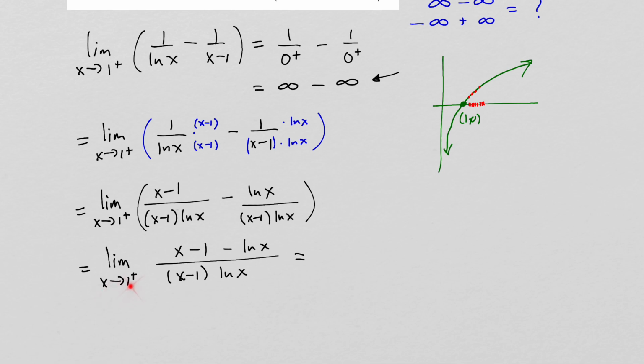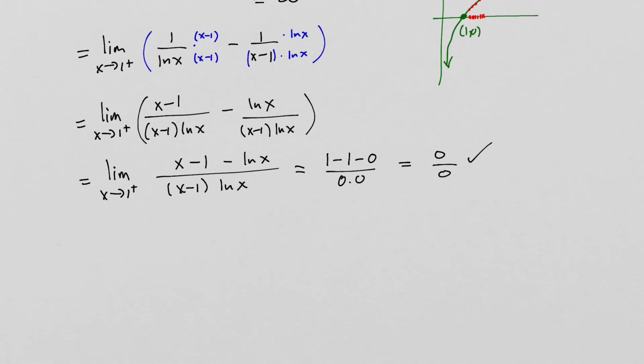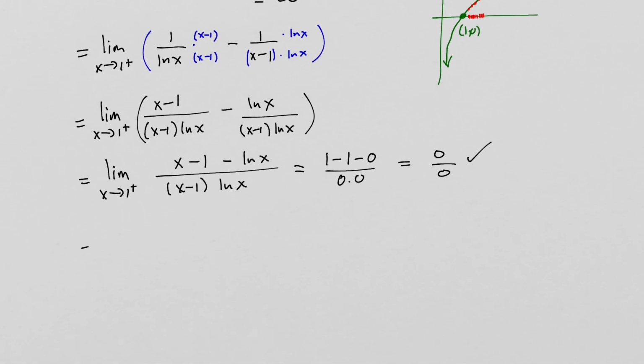So again, as x approaches 1, we get 1 minus 1 in the numerator, so the numerator is clearly 0. And the denominator, as x approaches 1 here, we get 0 and also 0. So we get 0 times 0, which is 0. So now we have a L'Hopital indeterminate, which means in the next step, I can go ahead and apply L'Hopital's rule.